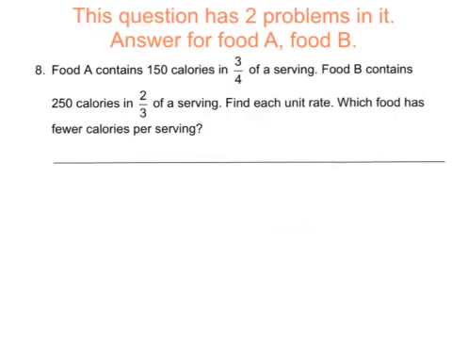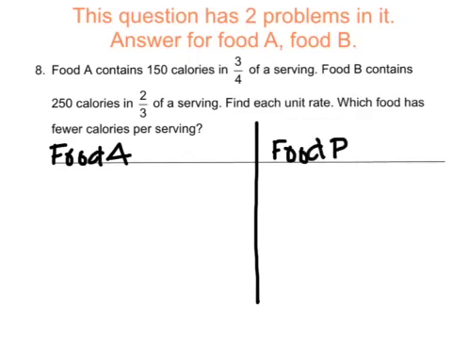Question number 8 is the same type of problem. The only difference is it actually asks you for 2 answers. There's food A and food B. So you might want to half your paper and put food A on this side and food B on this side. When we solve this question, we are going to look at what is it really asking us. Find each unit rate. Which food has fewer calories per serving? So that's what I'm looking for, calories per serving.